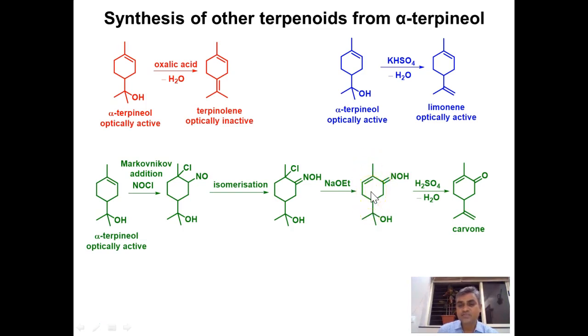And in hydrolysis, both things are happening. The oxime is hydrolyzed to the carbonyl group, and the alcohol is undergoing dehydration. So this is a very beautiful reaction sequence leading to the synthesis of the carvone molecule. So we have now learned alpha terpineol chemistry right from the beginning.